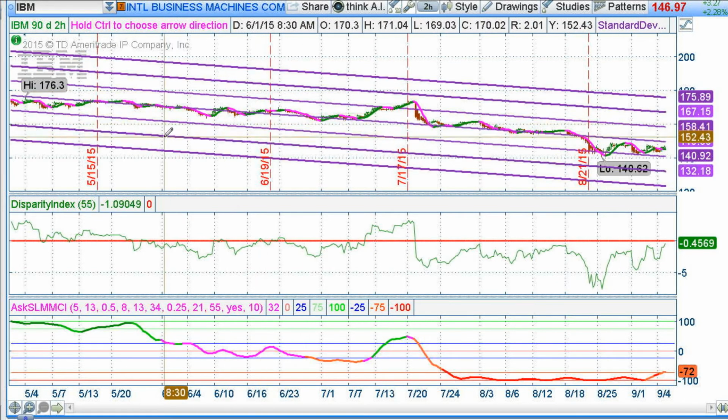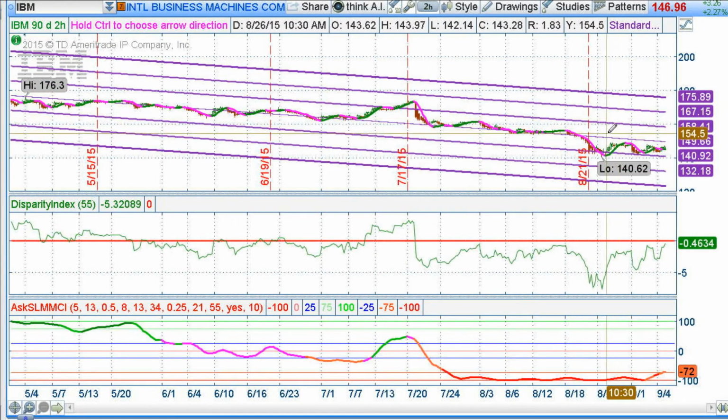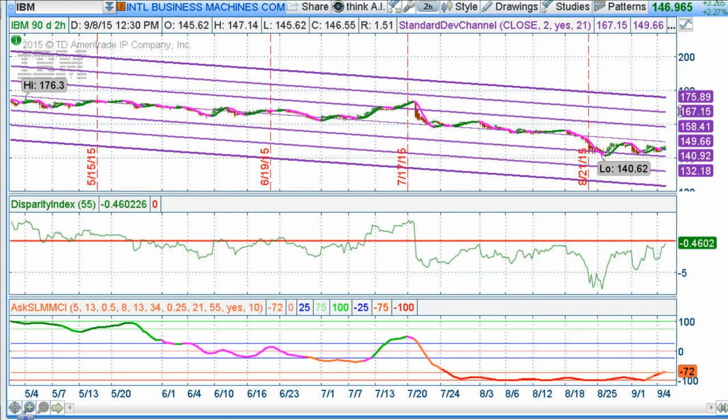And you can see that in the case of IBM, it rarely gets more than 1 standard deviation one way or the other. And when it does that, it gets pretty overbought or oversold. And this is a disparity 55 on the 2-hour chart, which tells you when it's real overbought or oversold. Nice there.